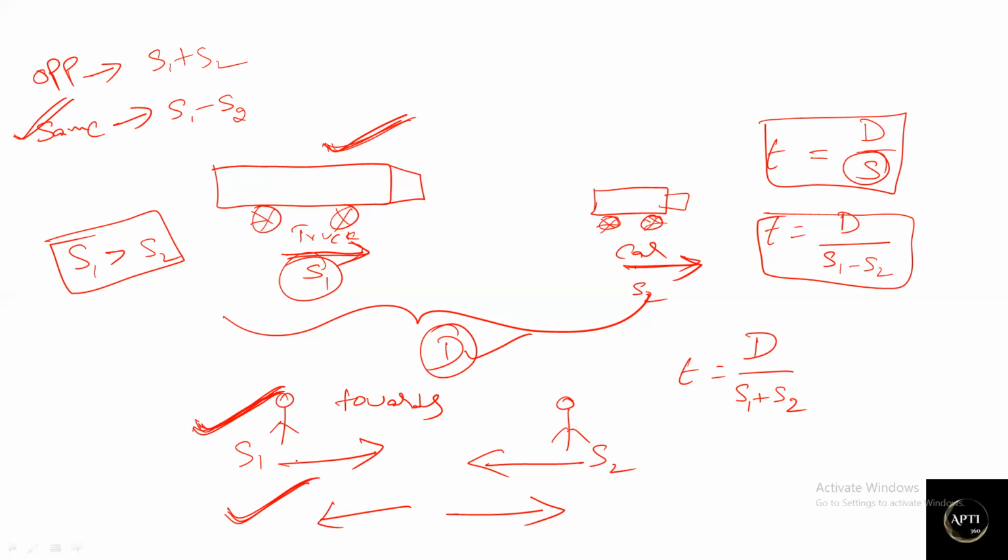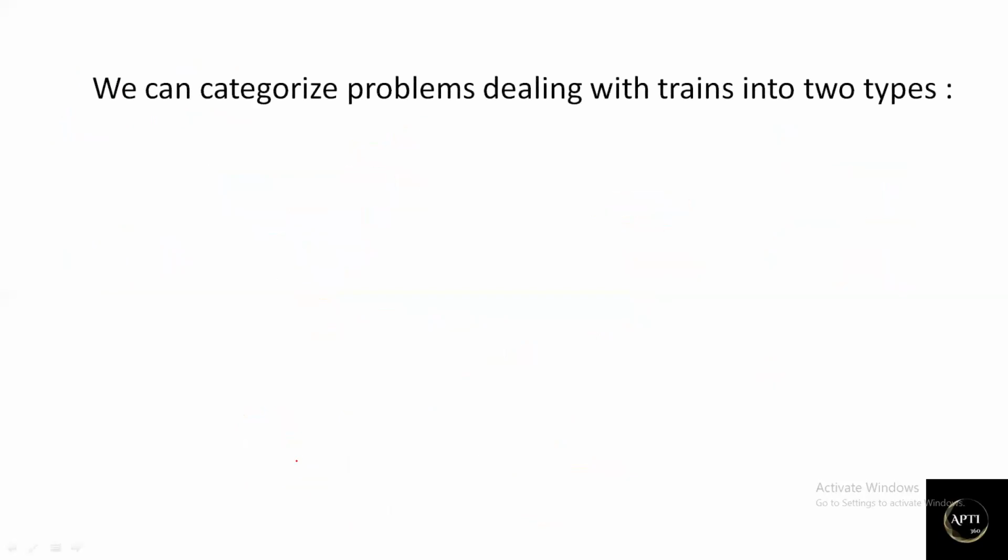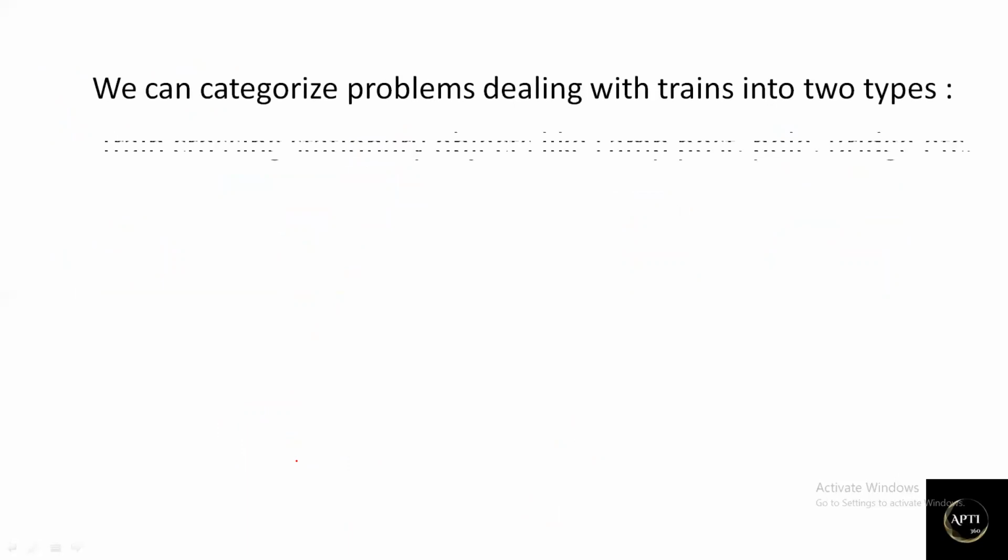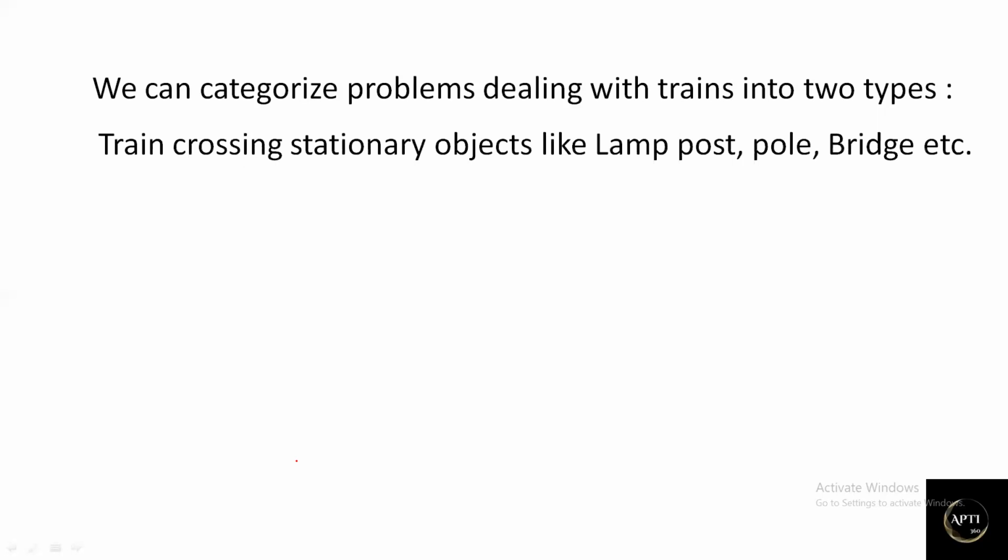Now, let's discuss a small introduction about problems on trains. Majorly we can categorize problems on trains into two types. One is train crossing stationary objects, like lamppost, pole, bridge, etc. When a train is crossing stationary objects, it is very simple. I will give you a small scenario for one example, and it is applicable for all the remaining cases. Only the condition will change.